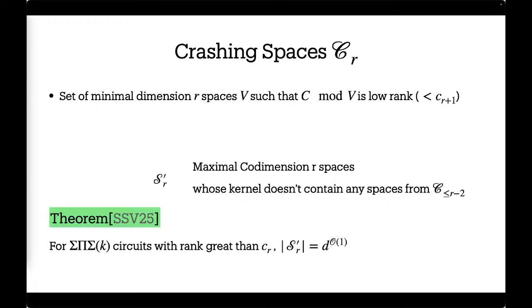And this is one of the main theorems of our paper, where we were able to show that for depth 3 circuits, if they start with high rank, then this set of vanishing spaces, which avoid the crashing spaces, is polysize. So this is the actual result.